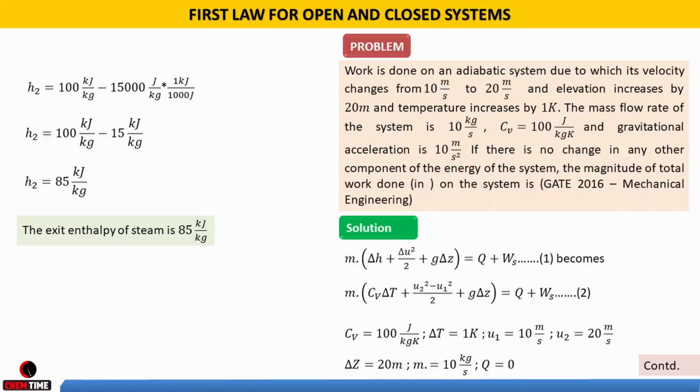Now, with the values given, Cv is equal to 100 joules per kg Kelvin, delta T is 1 Kelvin, U1 is 10 meters per second, U2 is 20 meters per second, delta Z is 20 meters, m dot is 10 kg per second. As we know, Q is equal to 0.